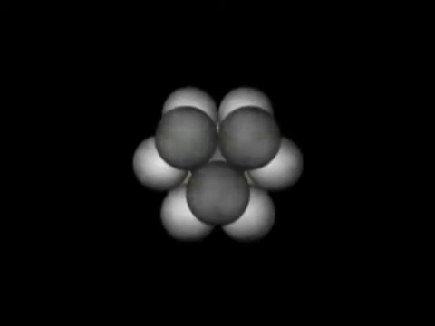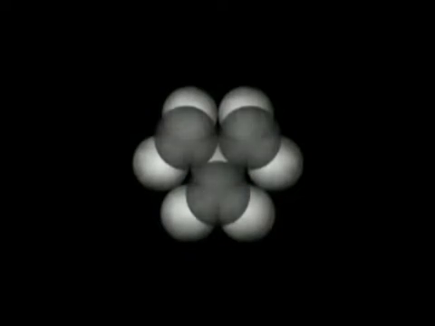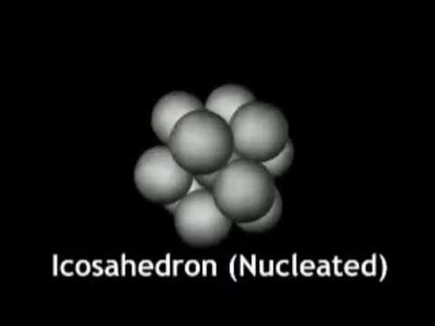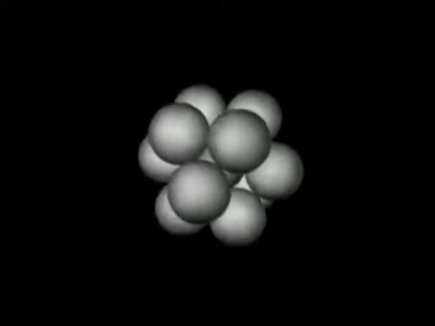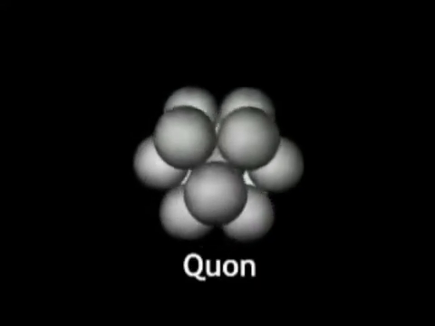The cosmic matrix displacement model, or CMD model, asserts that the most efficient VS2 cluster arrangement consists of 6 VS2s around 1 VS2 at the center and 3 VS2s on each side, known as an icosahedron nucleated. The CMD model calls this VS2 cluster a QUON, Q-U-O-N.